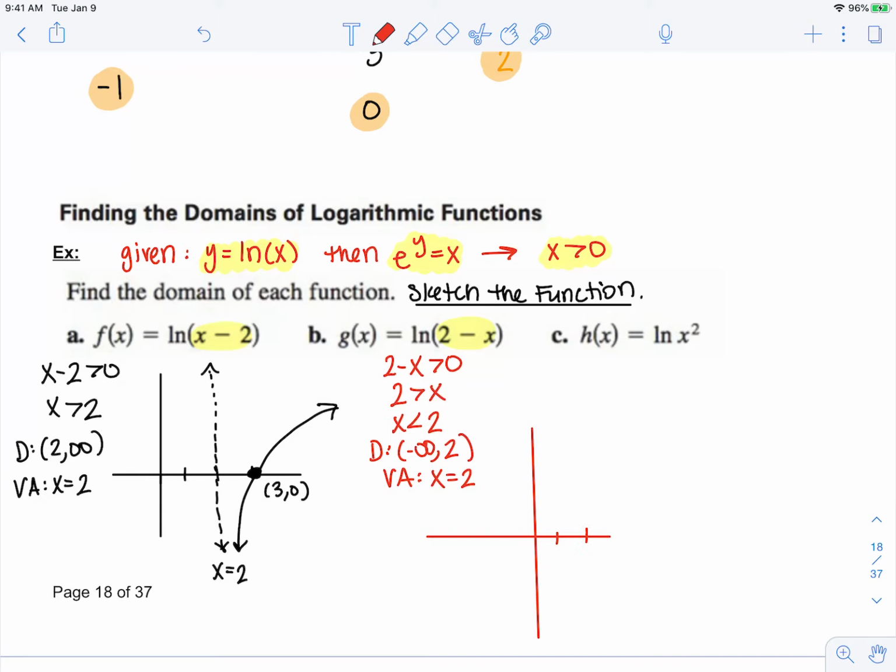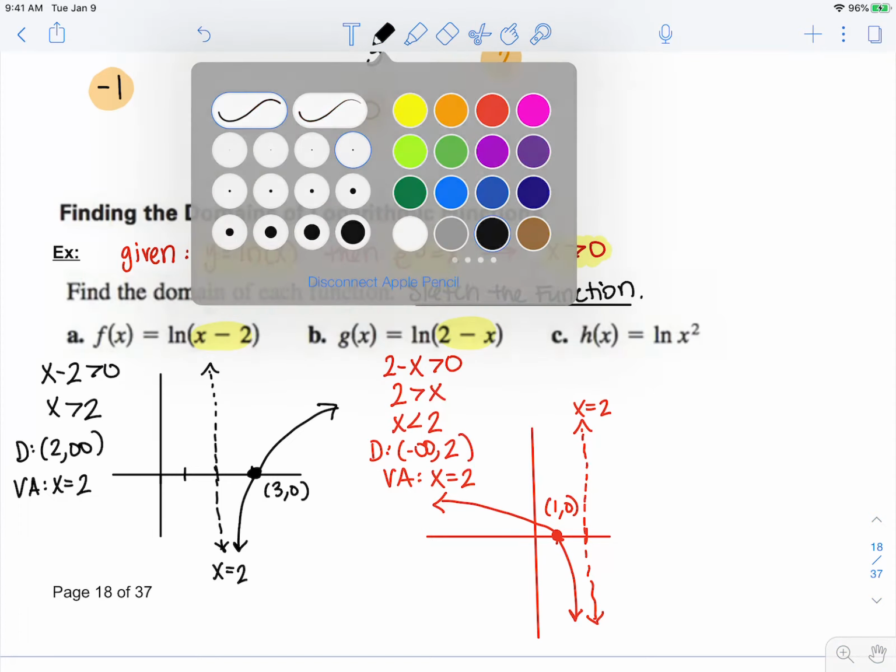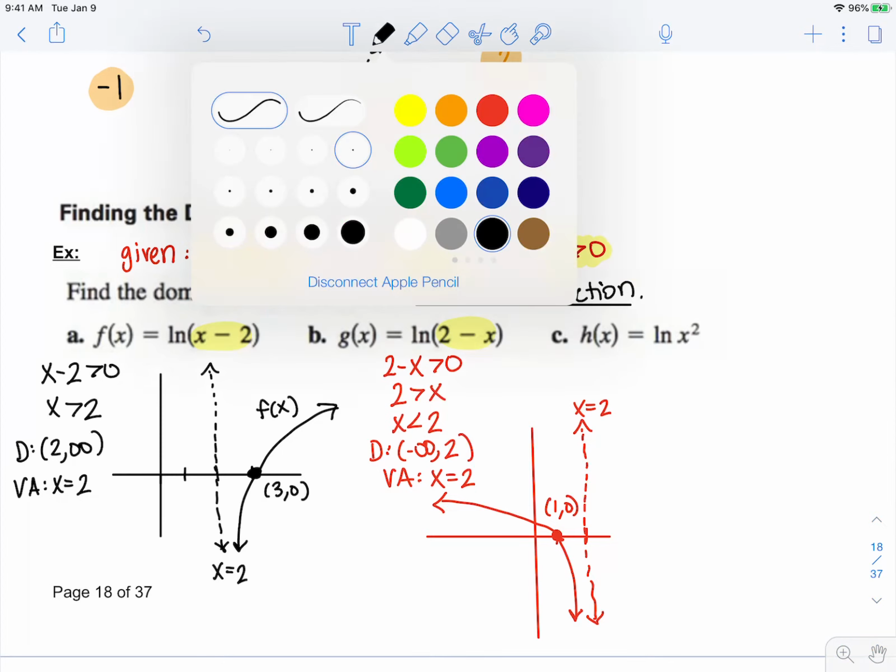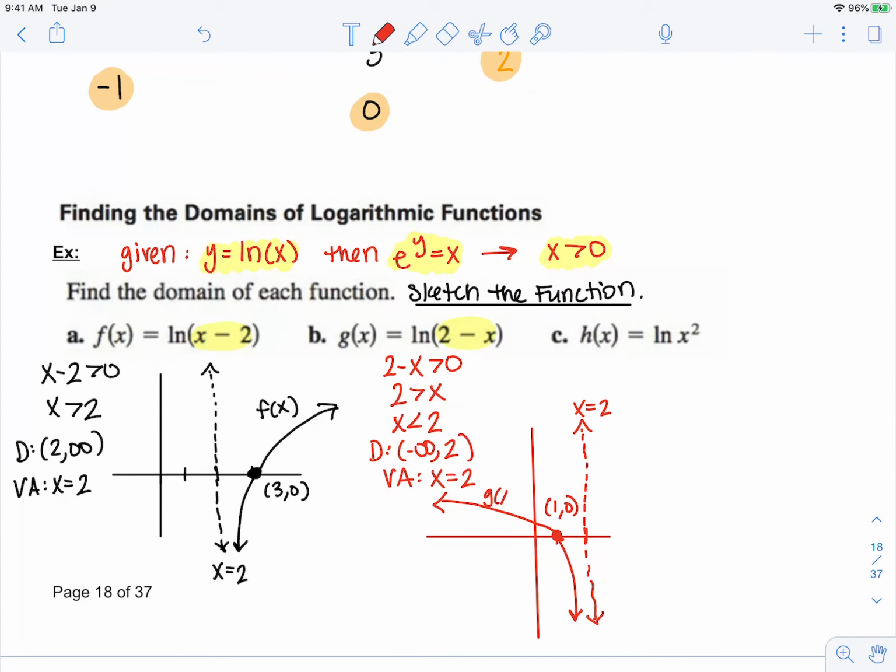So let me do this here. 1, 2. And this is going to be my vertical asymptote, x equals 2. However, x is less than 2. So my graph is going to be going to the left. So this point right to the left of that vertical asymptote is going to be my x-intercept, and that's going to be the point 1, 0. And we know it's increasing going through that point to the left. So this is f of x, I forgot to label, and this is g of x.